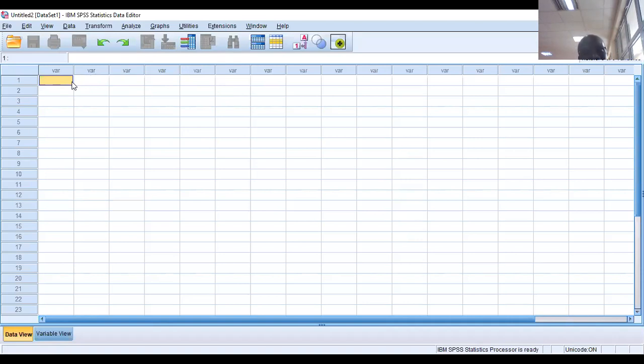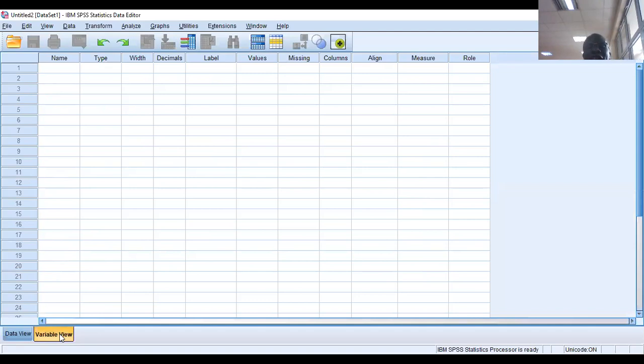Now, Excel has worksheets: sheet 1, sheet 2, sheet 3, which you can add as you wish and delete as you wish. Manipulate sheets as you wish. SPSS only has 2 pages. The first page is called the data view. This is where you enter data. The other page is where you define your variables. Variables are defined in the variable view.